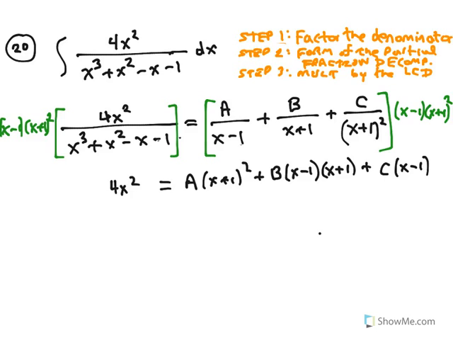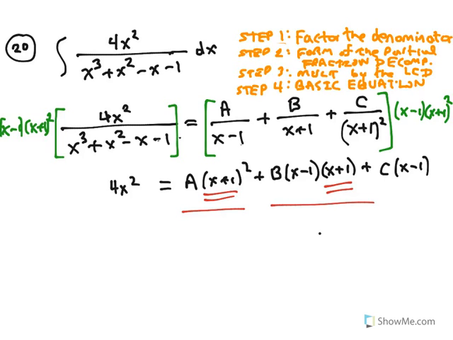Now that we have the basic equation, we need to solve for a, b, and c by choosing some convenient values of x. Now we will solve for the constants a, b, and c by choosing some convenient values for x. So for example, if you choose x to be negative 1, then negative 1 plus 1 is 0. Negative 1 plus 1 is 0. These two terms will be 0, and you'd be able to solve for c.